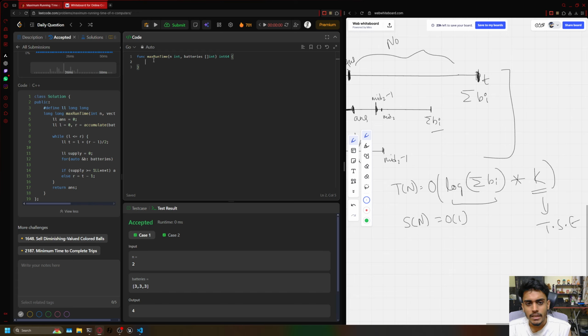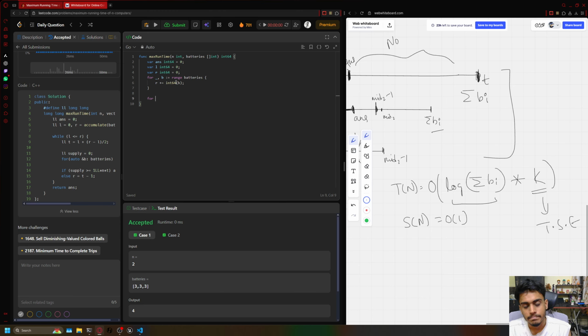So with this, let's now code our Golang. I'll start with the answer, which is int64, because I need to return int64. Then L is int64, which will be 0, and my R is int64, which will also start at 0 because I'll be increasing it to the summation of batteries. So I will update my R over batteries in range batteries, increasing R by int64 of B.